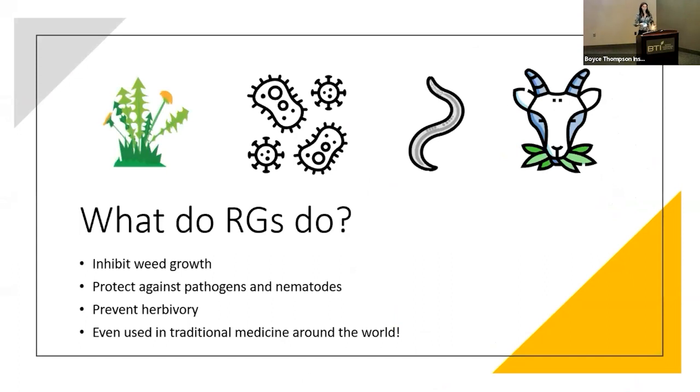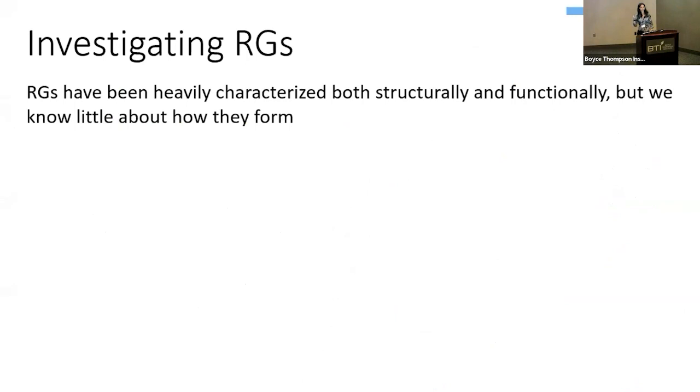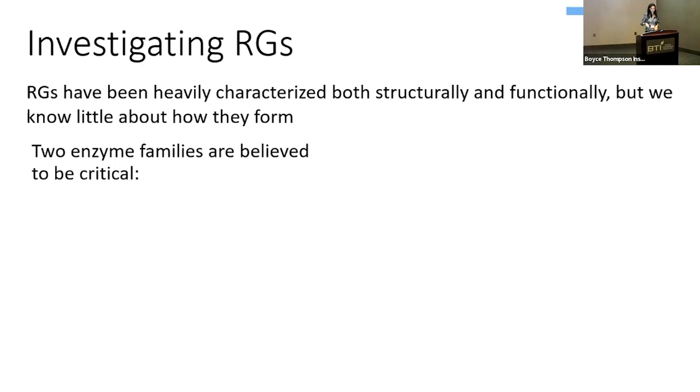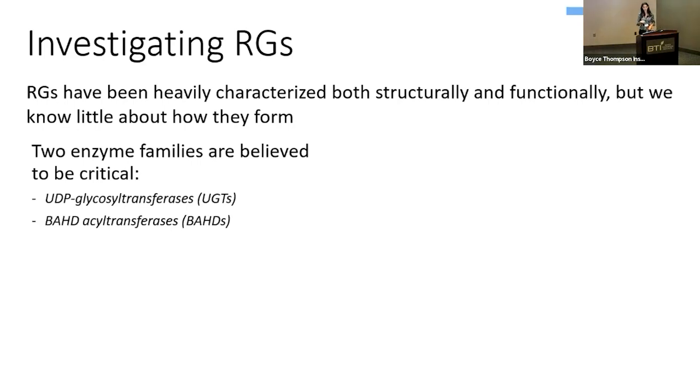So obviously, with such a broad range of activity, scientists have been able to characterize them structurally and functionally because they're important molecules. But we still don't really understand fully how they form. So there's two enzyme families that we believe are critical, and those are UDP glycosyltransferases, just UGTs, and BAHD acyltransferases.